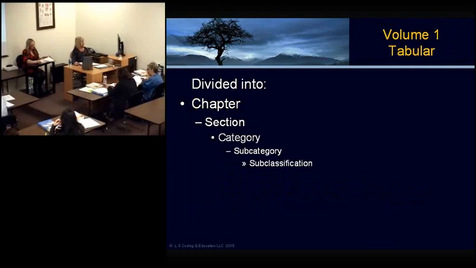In the tabular section, in volume 1, we have chapters. So let's see, do I have an example coming up? Let's go to code 800 in the back of your book, the tabular. Page 918. Thank you. She's always faster than me. You beat me sometimes.